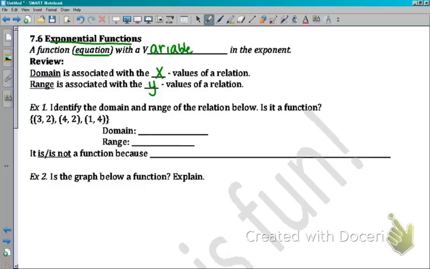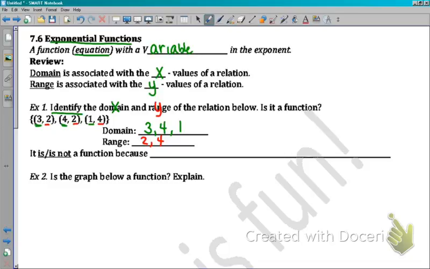So when I'm identifying the domain, I'm looking for the x values. So in this section here, I have a 3, a 4, and a 1. All of those are domain values, so I'm just going to list them. 3, 4, and 1. And then it also says that they want me to identify the range, or write down the y values. So 2, 2, and 4. Now you don't have to write the same number twice, so I'm just going to write 2 and 4.